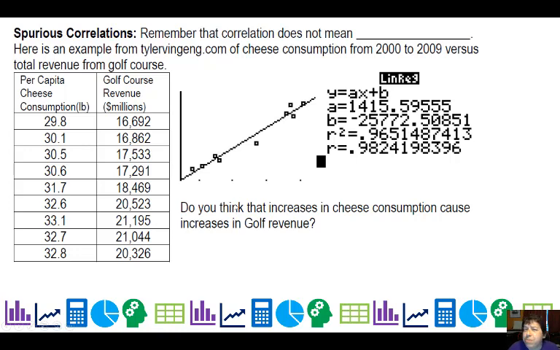A very important thing that you understand is that correlation does not mean causation. So here's an example from TylerVigen.com of cheese consumption versus total revenue for a golf course. Actually, I think it's golf course revenue versus cheese consumption. Anyways, so if we graph these, look at this. What a beautiful correlation. The R is 0.9824. Do you think that increases in cheese consumption cause increases in golf revenue?